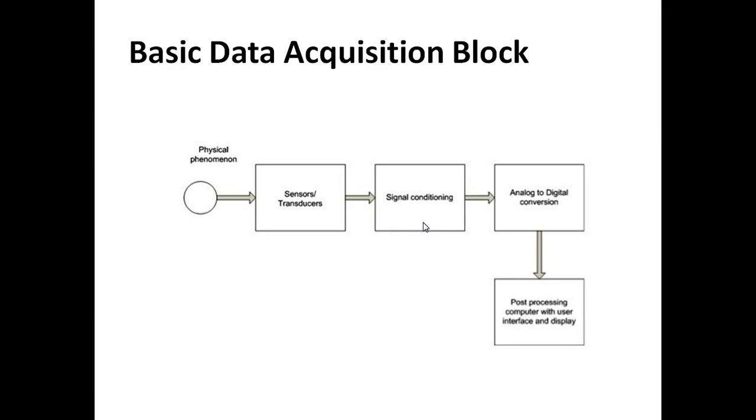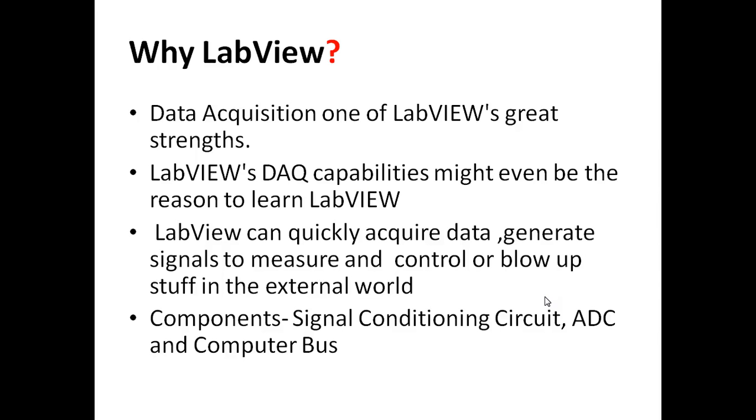Normally a data acquisition system block will have sensors for measuring the analog values, and then a signal conditioning circuit. What this signal conditioning circuit does is amplify or filter the signals coming from the sensors, and eventually it gives them to the A to D conversion block, which converts the analog signals into digital form that can be fed into the system.